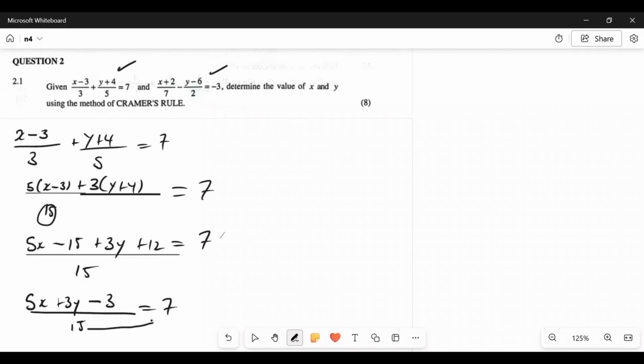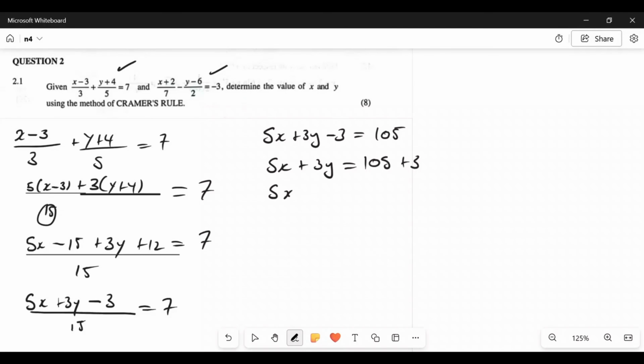Now we can cross multiply by multiplying this 15 with 7. We're going to have 5x plus 3y minus 3, and this is going to give us 7 multiplied by 15, that is actually 105. Then we're going to transpose this negative 3 to the other side, so it's going to become positive 3. We're only left with 5x plus 3y, and the actual equation is 5x plus 3y equaling 108. All right, guys, so this is our equation 1.